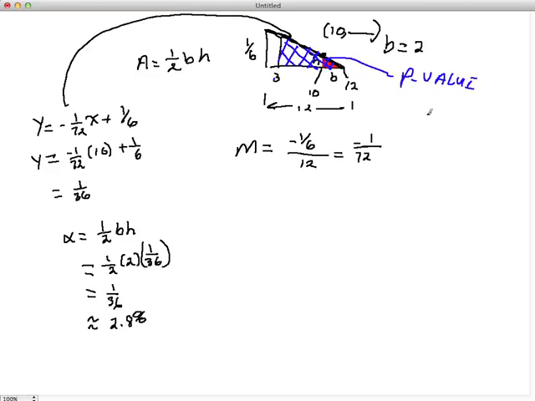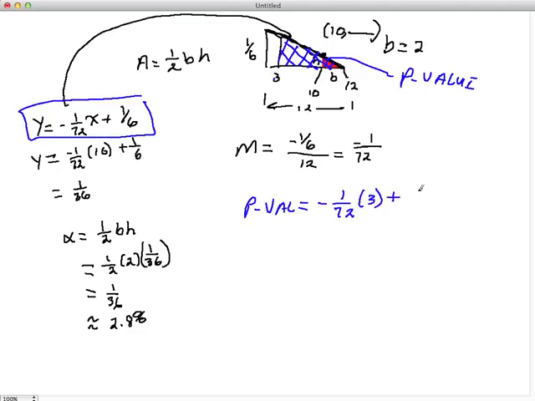Well, we're going to need the equation of our line, right? We're going to have to come back to this dog right here because we're going to need to know the height, okay? So the p-value, or p-val, is going to be equal to what? Negative 1/72 times x, x would be equal to 3, plus 1/6, okay? And that'll give us our corresponding value for the height of that triangle, which corresponds to the p-value, okay?